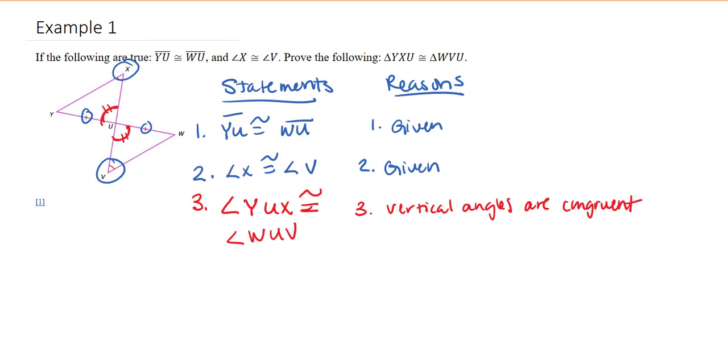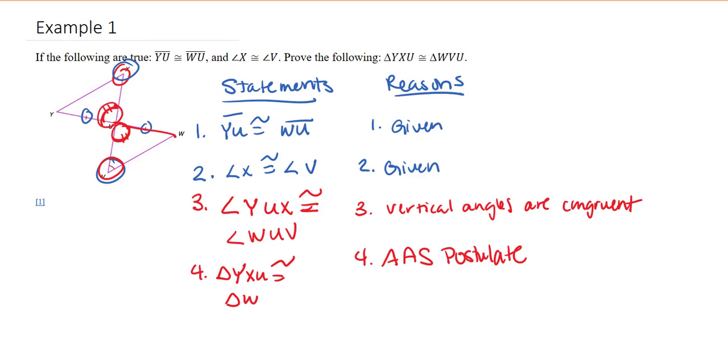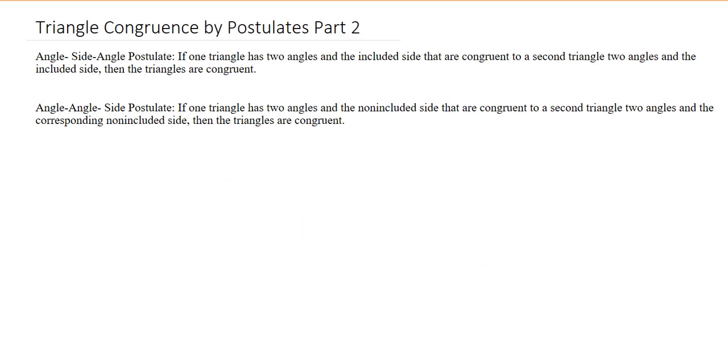So if we have this angle, and this side is congruent to this angle, and this angle, and this side, what postulate should we use? Well, it's the angle, angle, side postulate. Right? It's the non-included side. This side is not in between the 2 angles. So we use the angle, angle, side postulate.